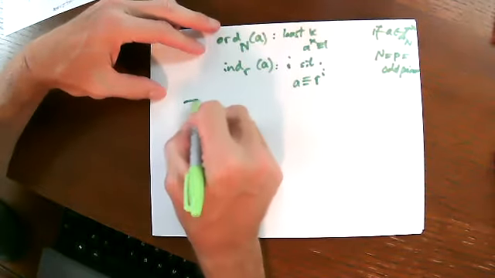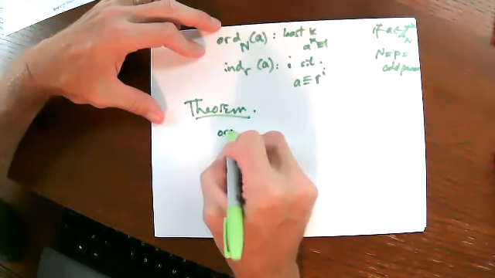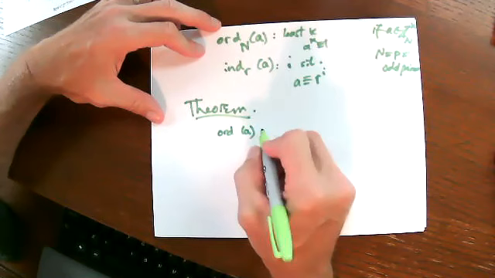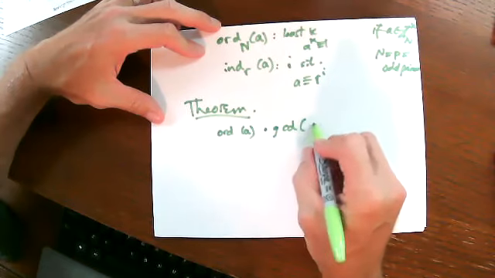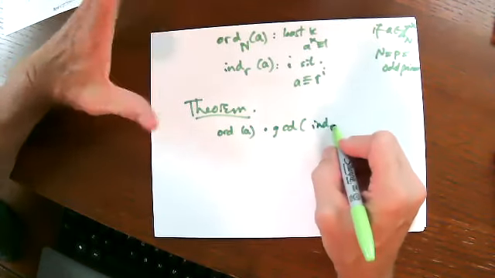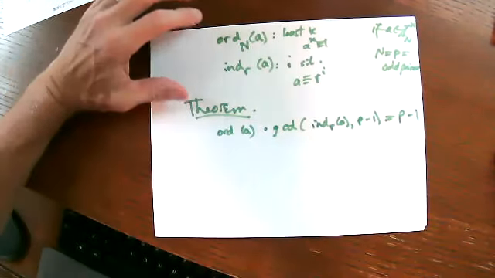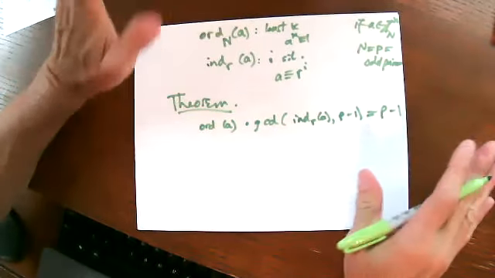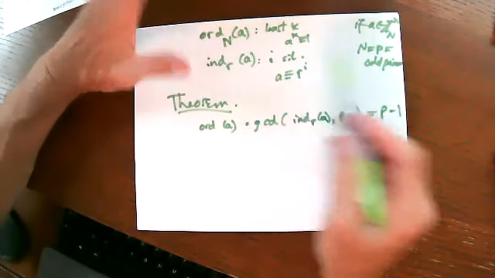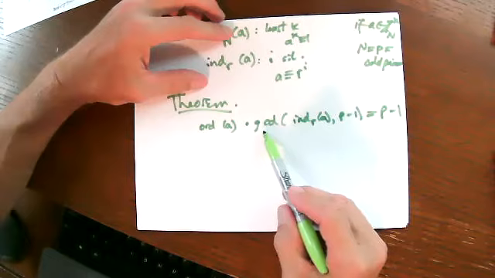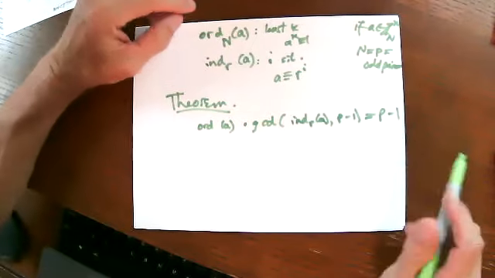Okay, so here's the result that links these. I'm going to phrase it this way. If you take the order of A mod P, and you multiply that by the GCD of the index mod R, or base R, and P minus 1, then that's P minus 1. Now that's a big mouthful, and really what I want you to see from this is that if you know the index of A with the base of R, whatever the primitive root R is, then by taking the GCD and dividing it into P minus 1, you could figure out what the order of A is. That's the part I really want out of this.